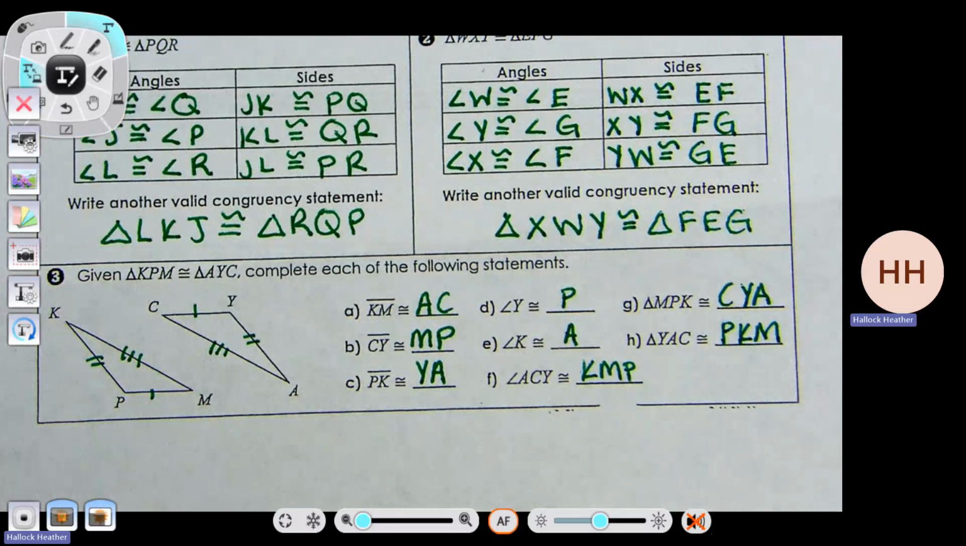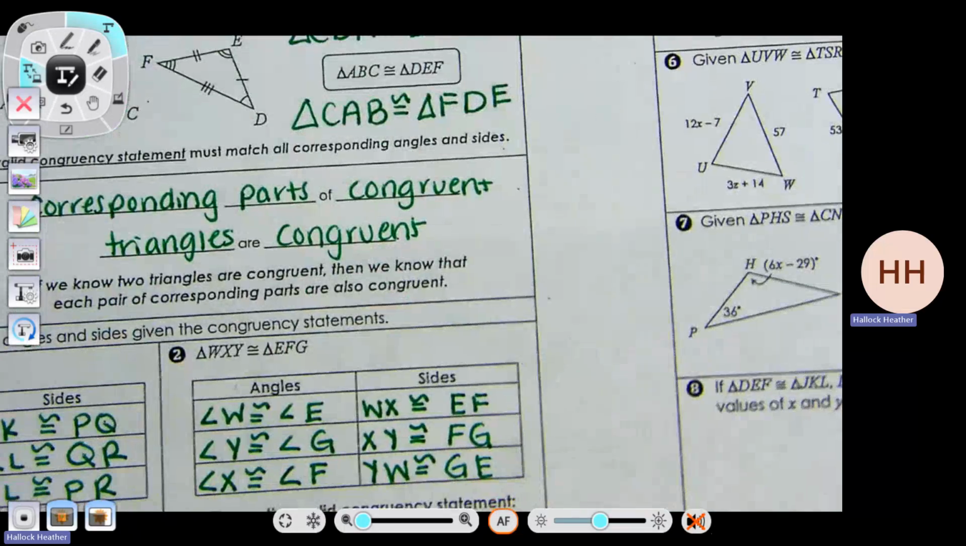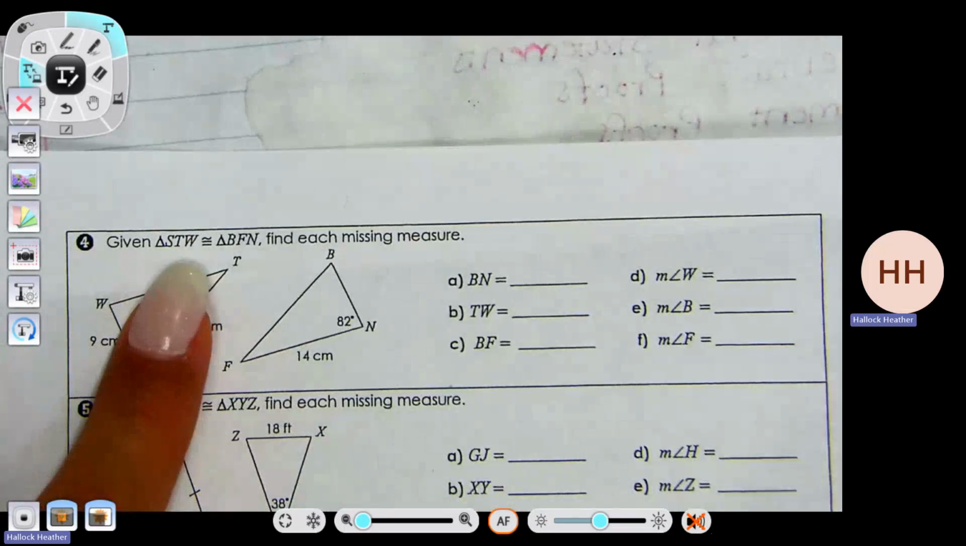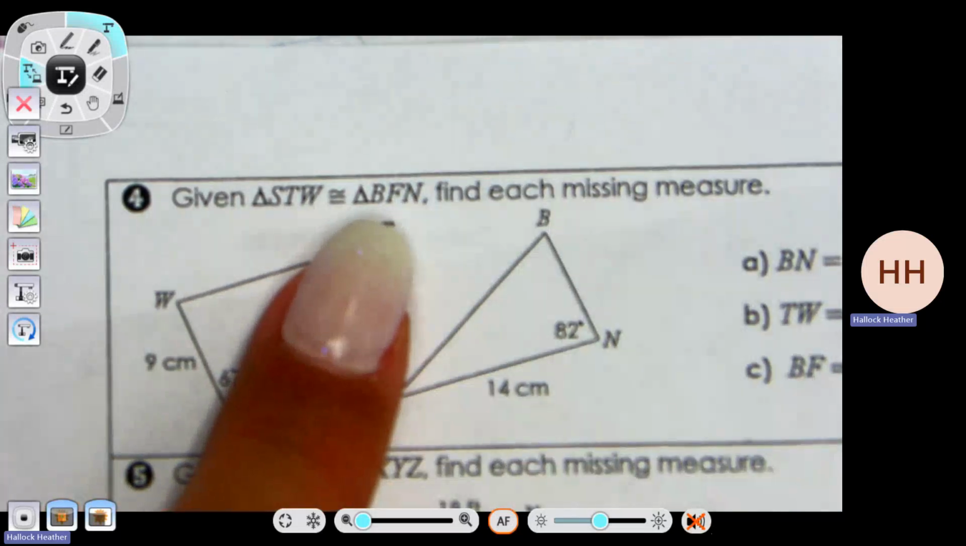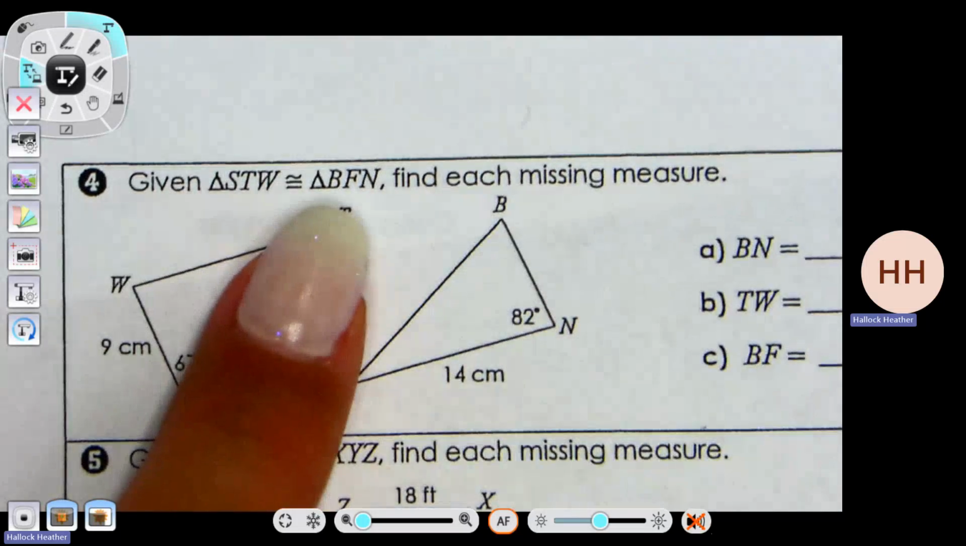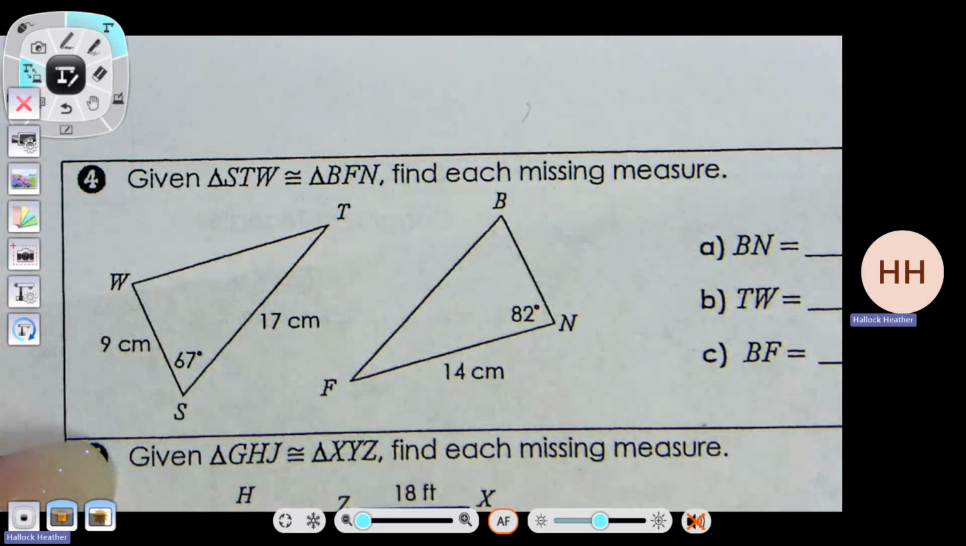These involve just a tad of math, and then you guys are going to work on your little problems. We're going to finish this tomorrow, though. So the next part is, instead of just writing out the letters a zillion times, they're going to give us measurements. So we have to put the measurements on both triangles, and then fill in our little statement boxes. For number 4, it says, given STW is congruent to BFN, find each missing measure. I'm going to fill in my picture first, and then fill out the little answers later.